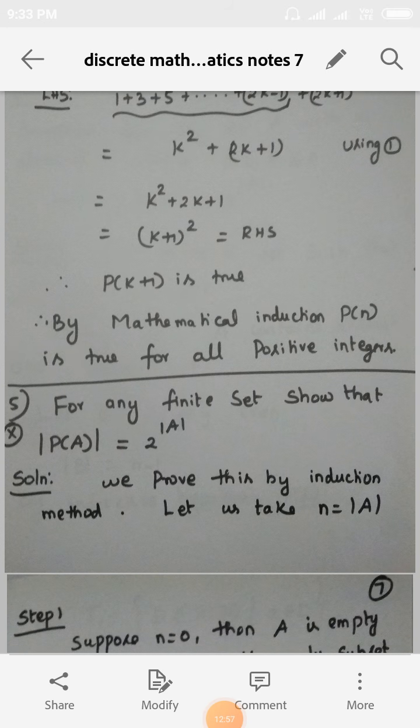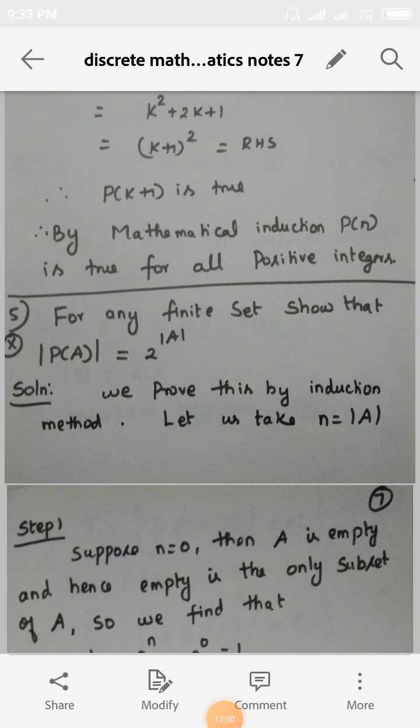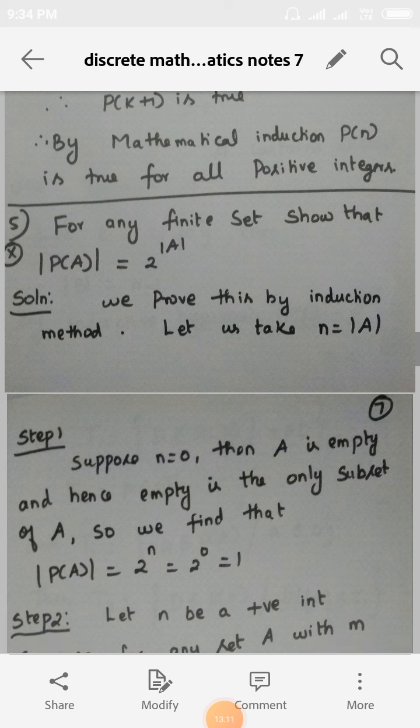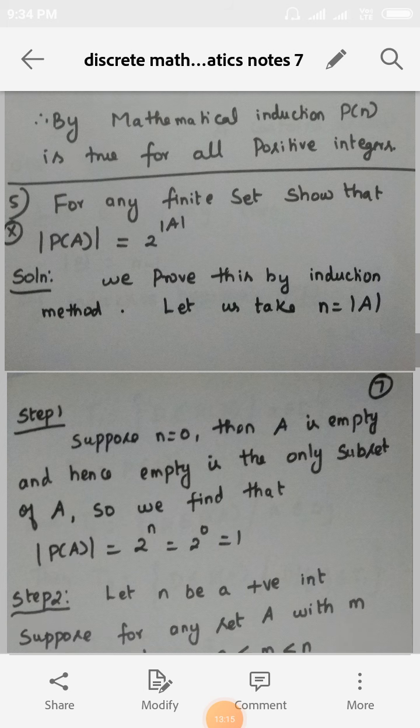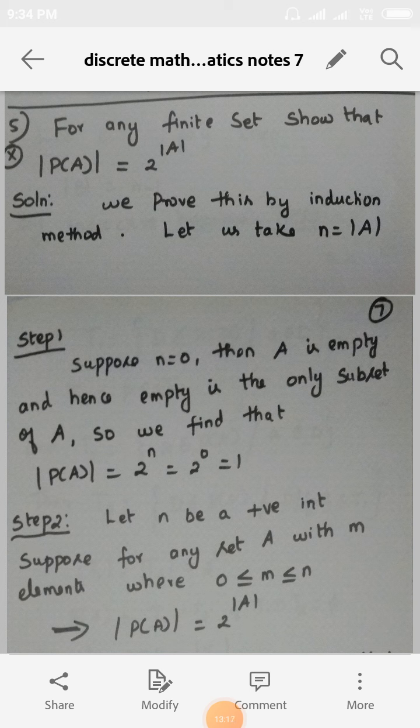Next sum. This is also an important sum. For any finite set A, we have to show that the modulus of P of A is equal to 2 power mod A. We prove this by the mathematical induction method. First, let us take n is equal to modulus of A. So, step 1: we have to put n is equal to 0. When we put n is equal to 0, A becomes empty, and hence empty is the only subset of A. So, modulus of P of A is equal to 2 power 0, which is equal to 1.